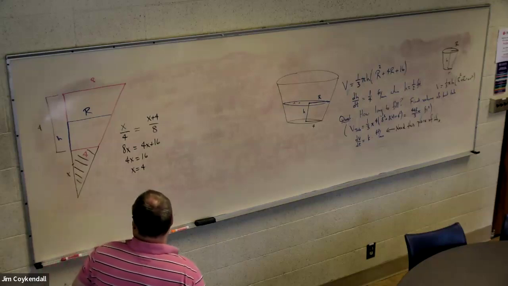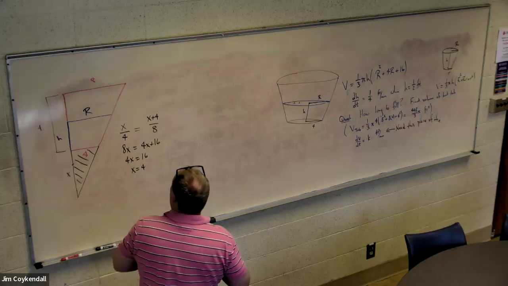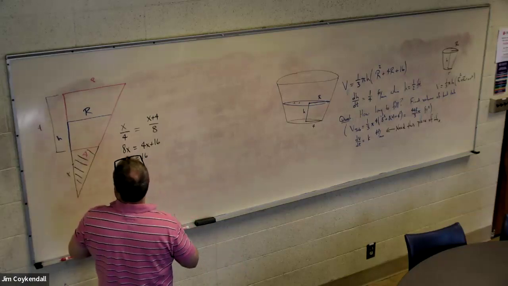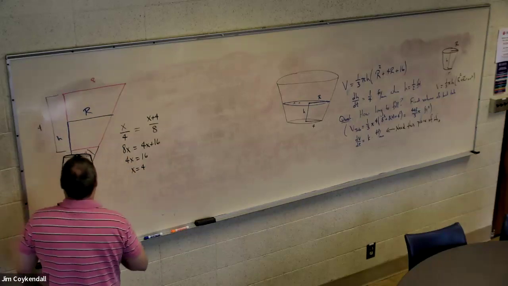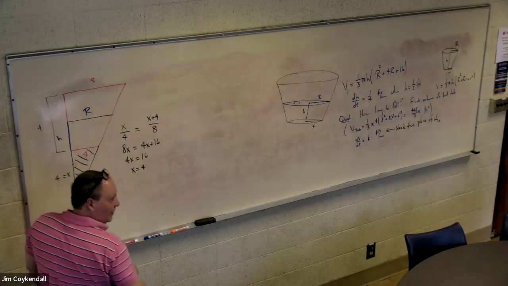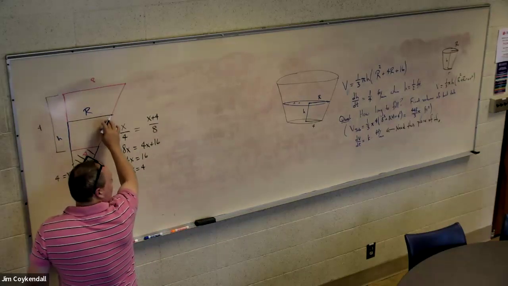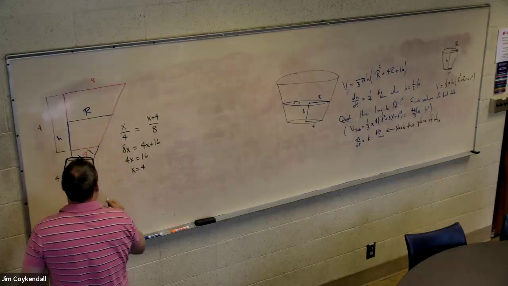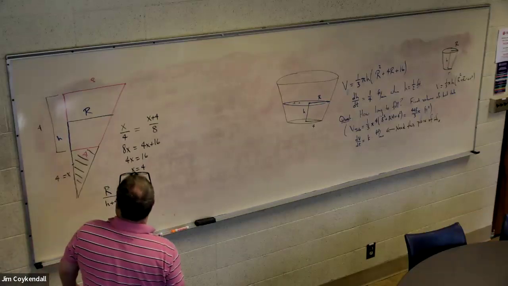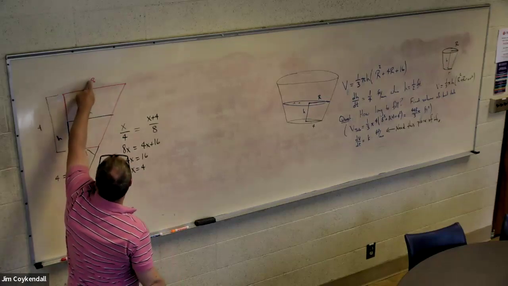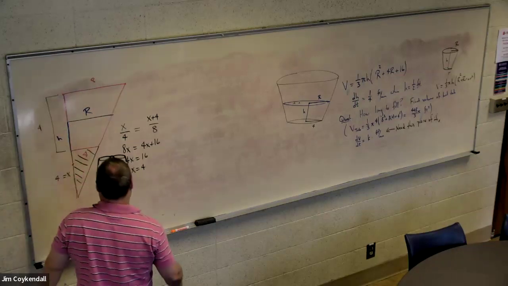Okay, any questions? This allows me to get R. So now, notice this intermediate triangle here is similar to this whole thing. Now I know X is 4. Looking at the middle triangle now, R is to H plus 4 as R is to 8 plus 4 as 8 is to 8.